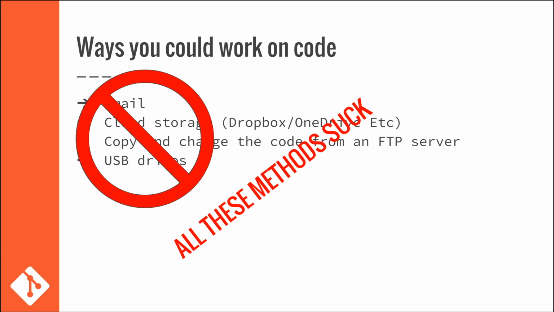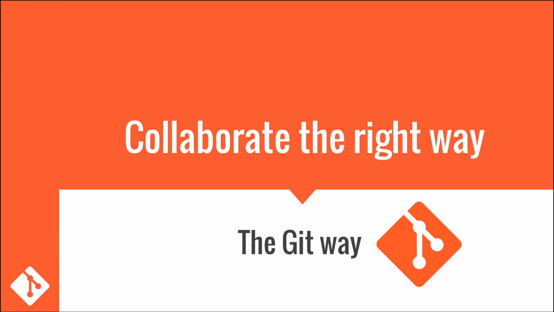Because you don't have a shared version, you don't know who has the most up-to-date version because you're both working on the code at the same time, and there's no way to go back to a different version, and you don't really have any backups. You only have this one copy that's on either your own computer or the USB stick, or having sync issues with Dropbox. So what we're going to go through is collaborating the right way, the Git way.